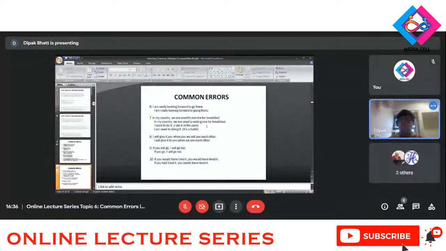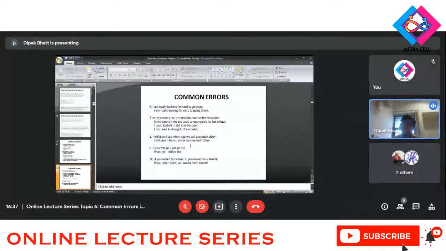Example number 8. I will give it to you when you will see each other, or I will give it to you when we will see each other. When you read this sentence, remember you are using future tense 2 times. Don't use future tense 2 times. It is not helpful. It is not making any sense either. So how to use this sentence? I will give it to you when we see each other. Simple future tense combines with simple present tense. So, I will give it to you when we see each other.